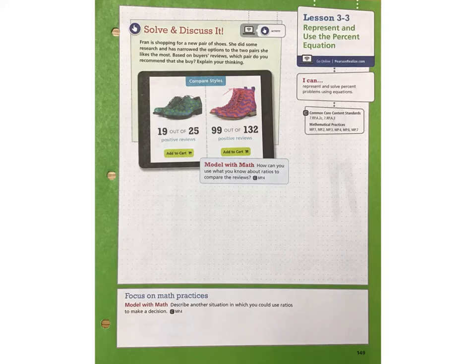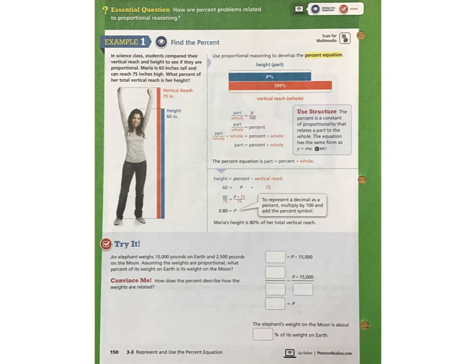Lesson 3, Represent and Use the Percent Equation. In this lesson, we will focus our energies on representing and solving percent problems using an equation. The essential question for this lesson asks, how are percent problems related to proportional reasoning?